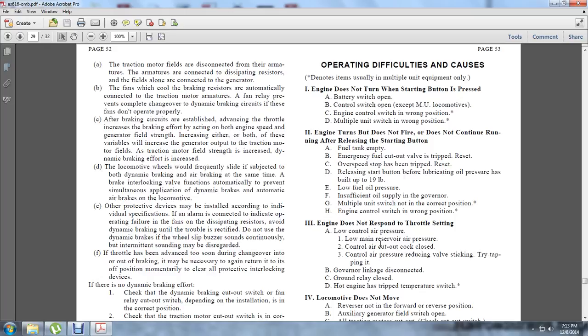The locomotive wheels are frequently slid when subjected to both dynamic braking and air braking at the same time. A braking interlocking valve functions automatically to prevent simultaneous application of the dynamic brakes and automatic brakes on the locomotive.